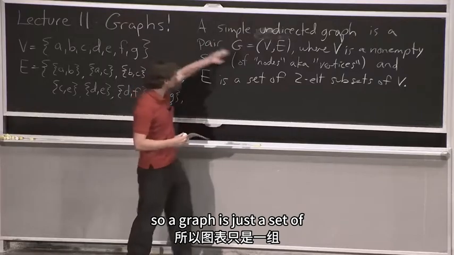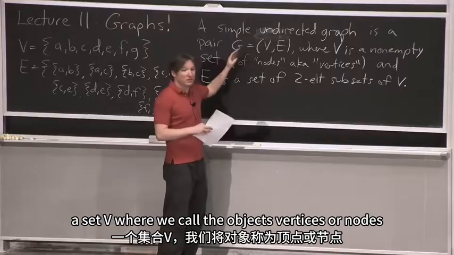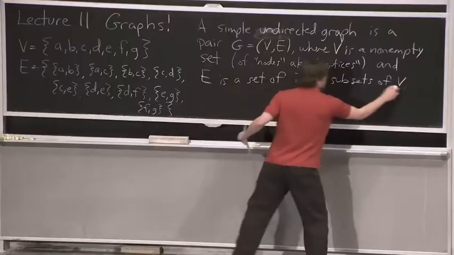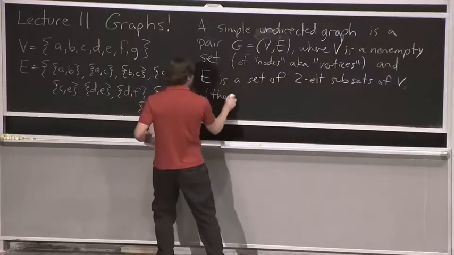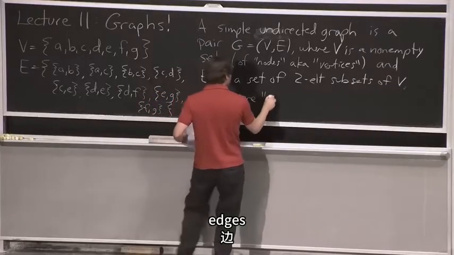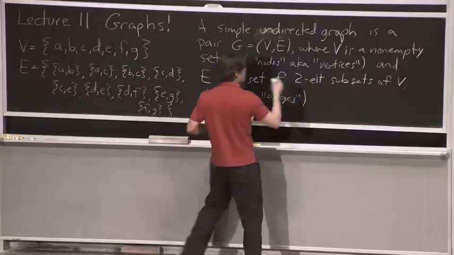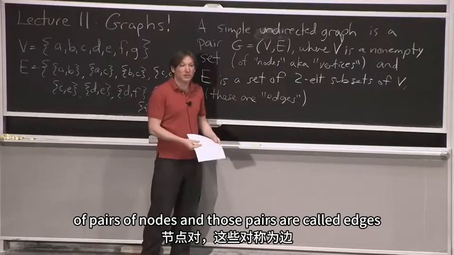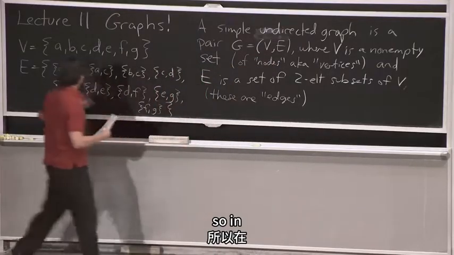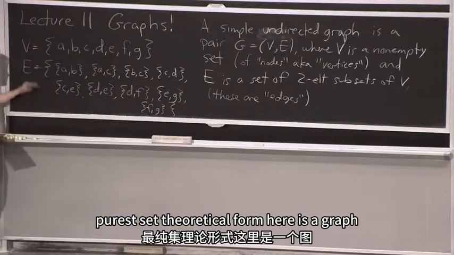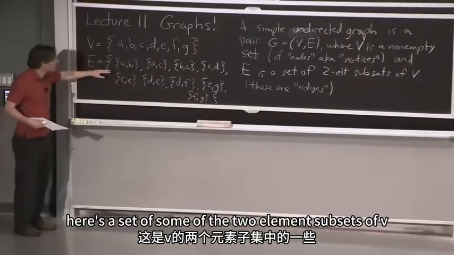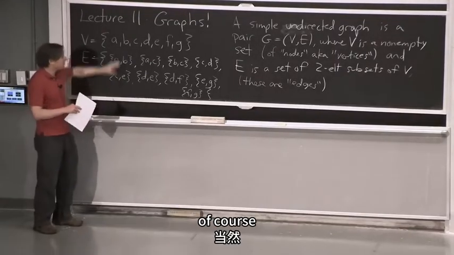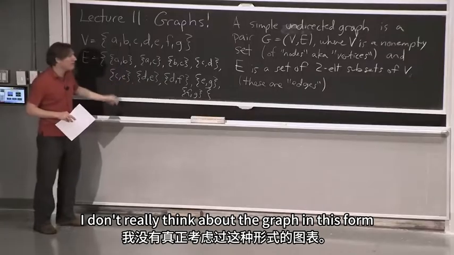So a graph is just a set V, where we call the objects vertices or nodes. These are edges. So it's a set V of nodes and a set E of pairs of nodes, and those pairs are called edges. So in its purest set theoretic form, here is a graph. Here's a set of vertices. Here's a set of some of the two-element subsets of V. Of course, I don't really think about the graph in this form.